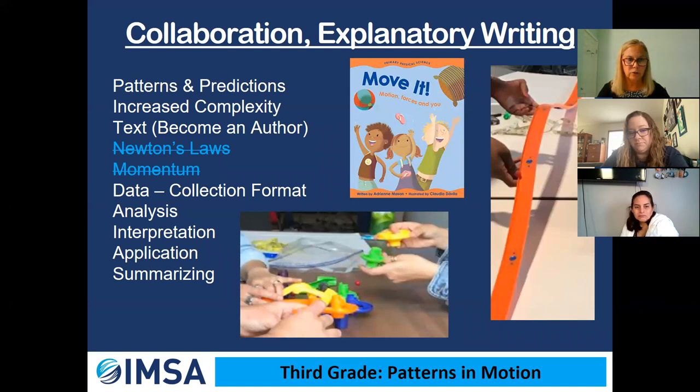You can find all sorts of examples of things moving. A video might be a really good thing, right? Some pictures might be a really good thing. This is a great place to come up with some other types of resources.